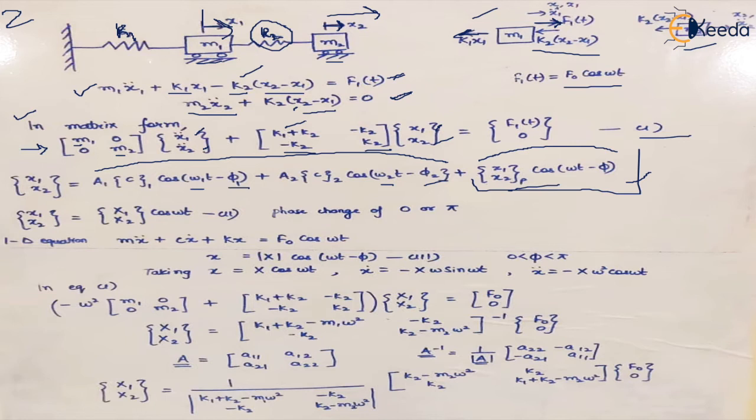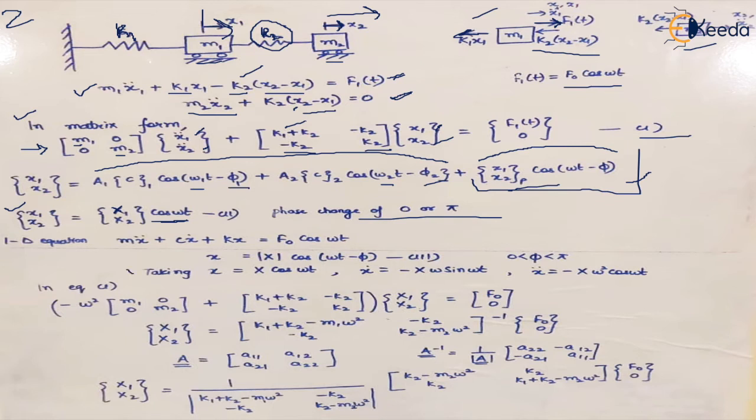So the equation looks like this, where x1, x2 is equal to the amplitudes X1, X2 times cos omega t. And we say that there is a phase change, the possibility being 0 to pi. So let's assume that the phase change is 0. So the equation becomes cos omega t. Instead of taking cos(omega t minus pi), we are just taking cos omega t and assuming that the phase change is 0 or pi, right? So the equation looks like this.